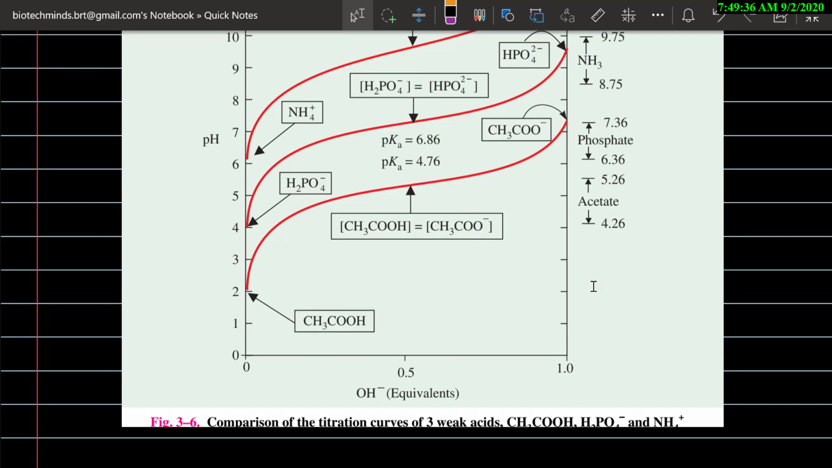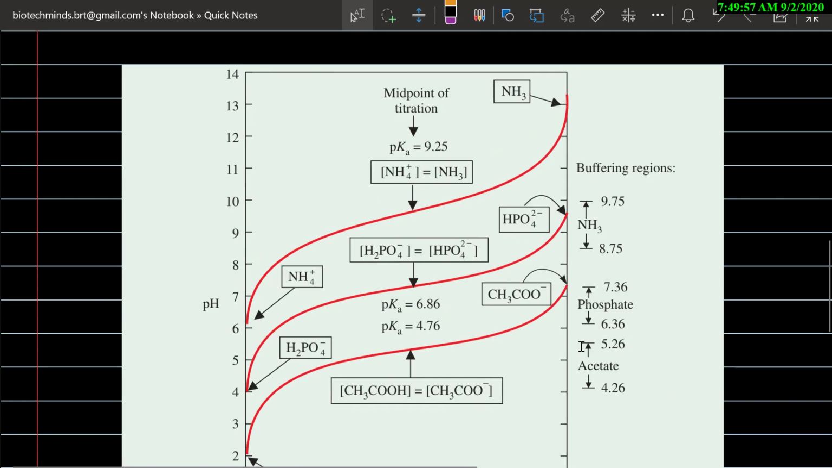If you have to maintain a constant pH, you have to consider different buffers depending on the pH of that solution. So in order to know that, here you have considered three weak acids. One is acetic acid, the second one is phosphate, and the third one is ammonium ions.